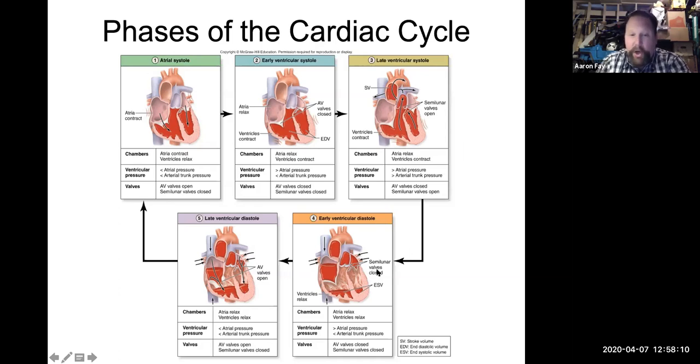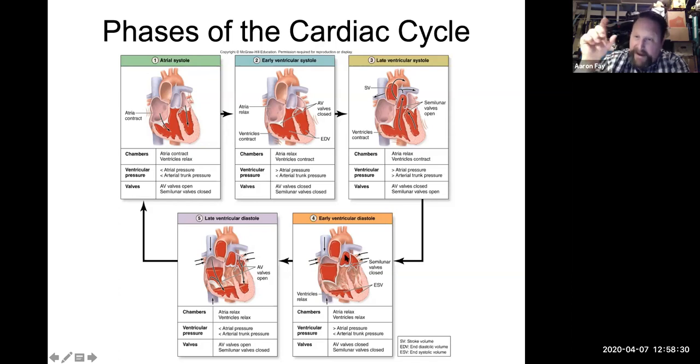And the next step, early ventricular diastole. So the ventricles have completely contracted. Now they're starting to relax. As they start to relax, not fully relax, but when they start to relax, the pressure inside the ventricle drops lower than the pressure in the arteries.